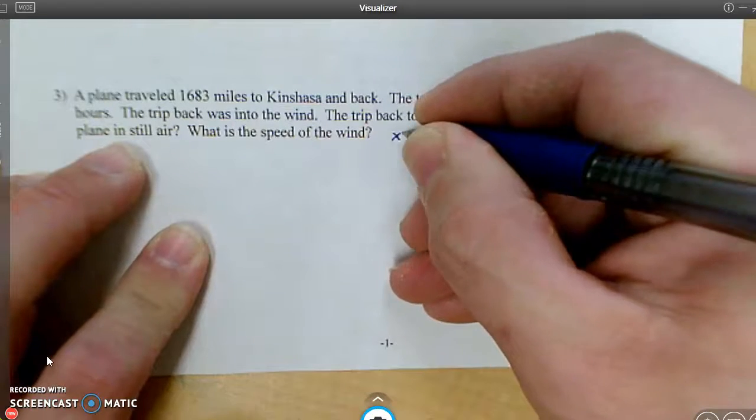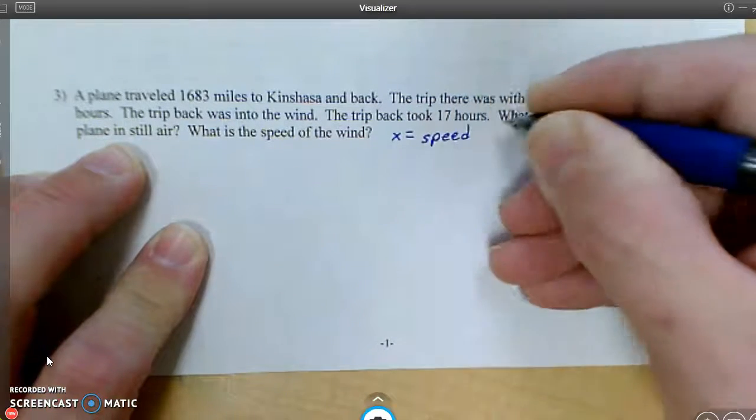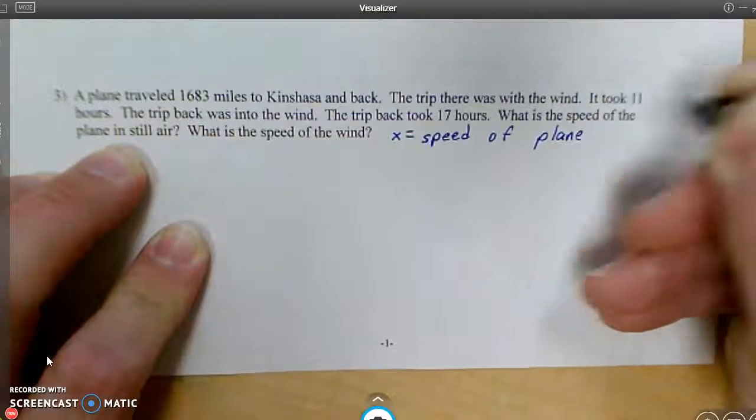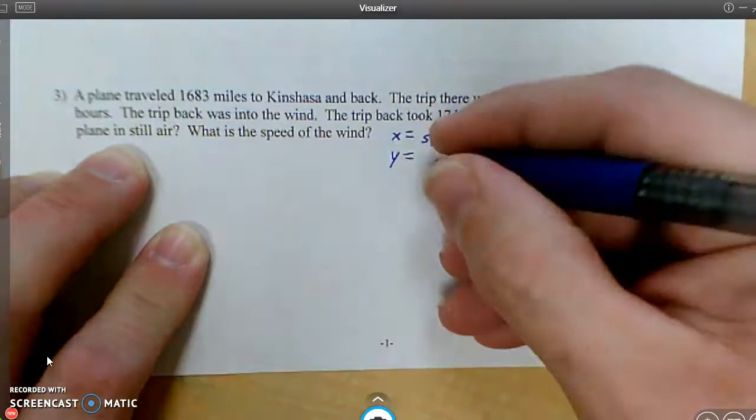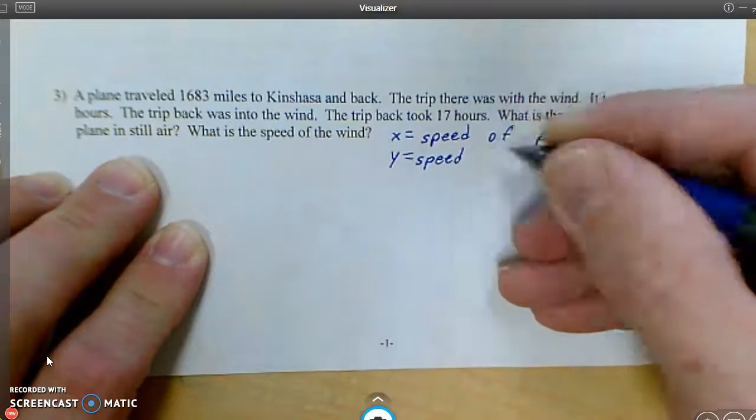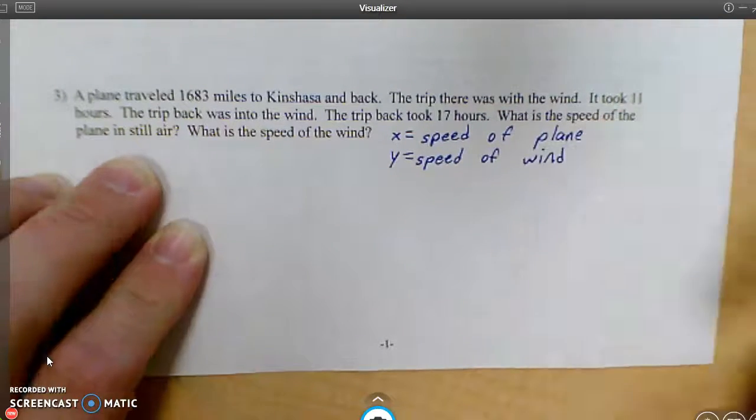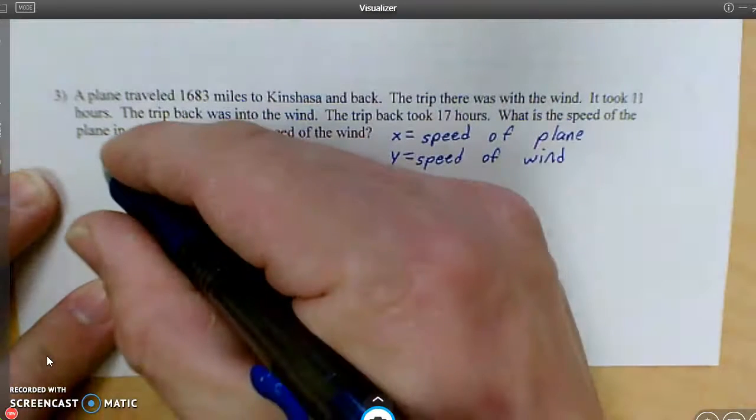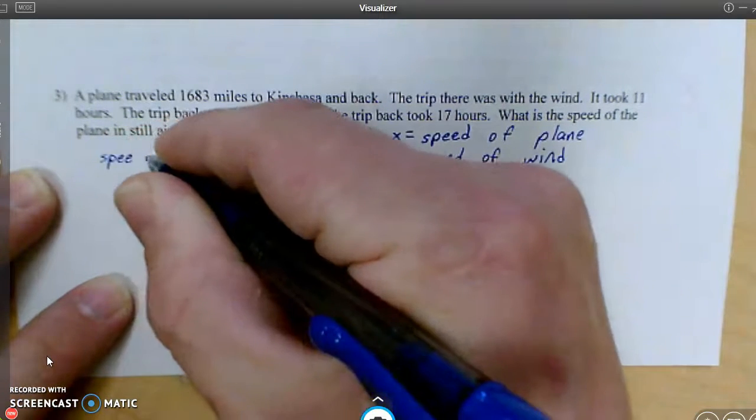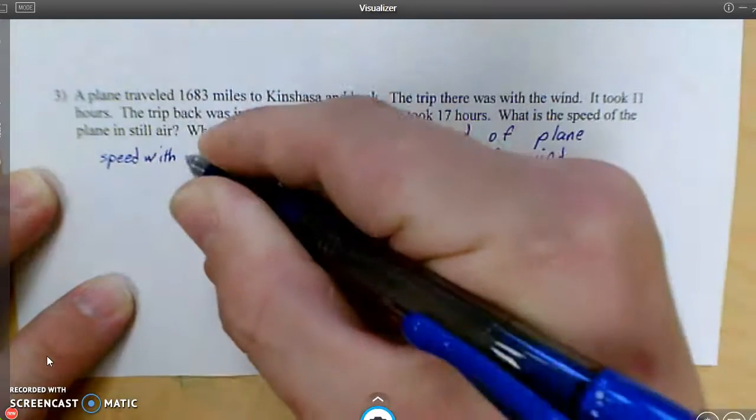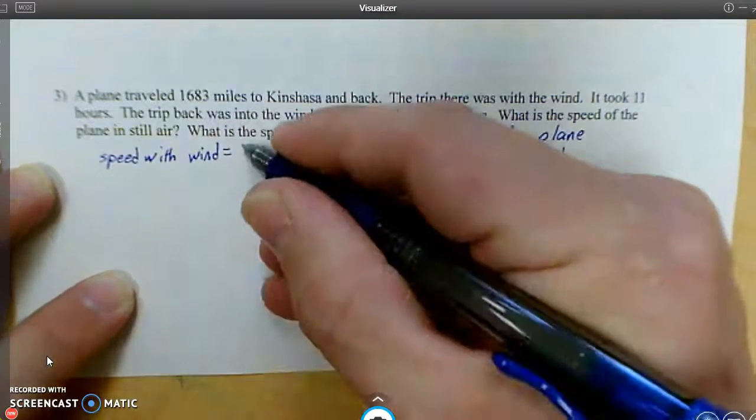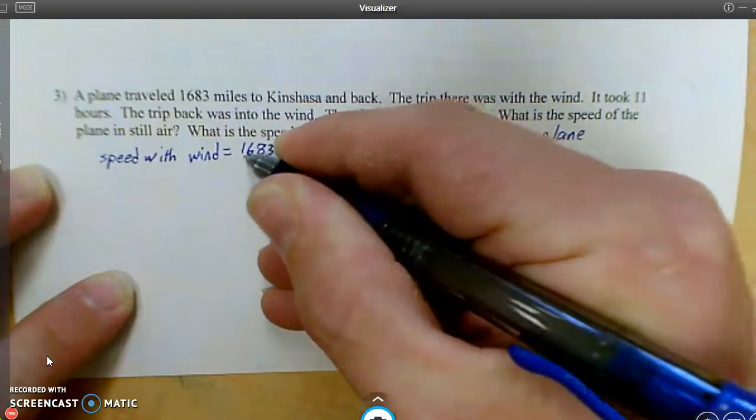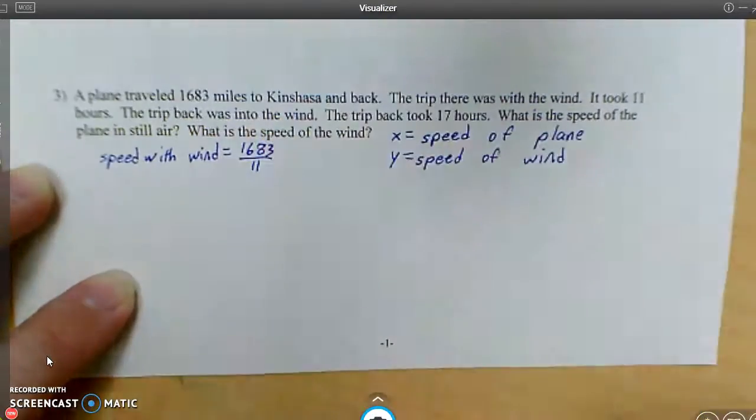So I'm going to make that my x. So x is the speed of the plane in still air. And I'm going to make my y the speed of the wind that it's also asking for. Now what I'm going to do is set these equations up. Before I do that, however, I am going to figure out the speed getting there and the speed getting back. So I'm going to make a quick note. Speed with wind is the 1,683 miles divided by the 11 hours that it took with the wind.